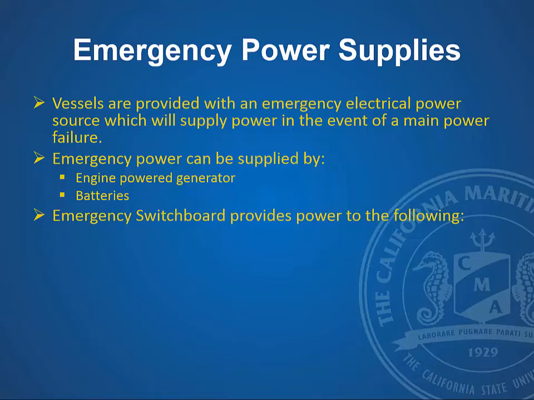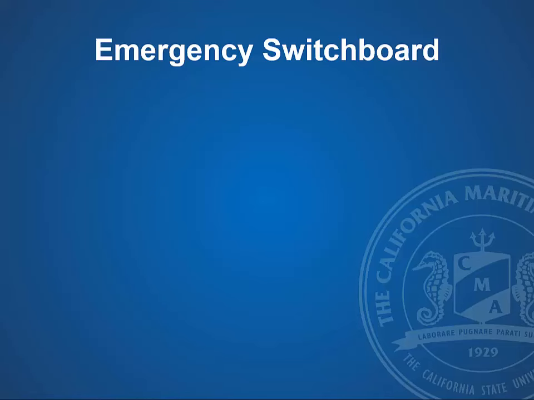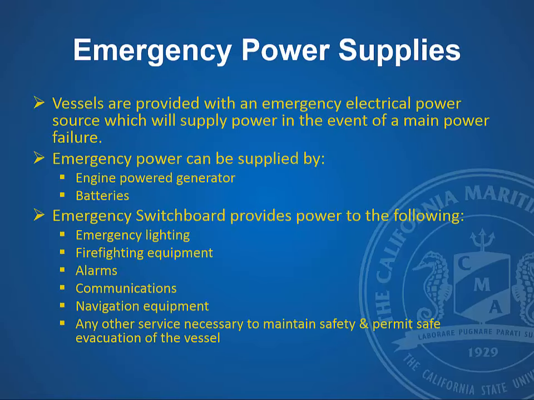The emergency switchboard provides power to emergency lighting, firefighting equipment, alarms, communication, navigation equipment, and any other service necessary to maintain safety and permit safe evacuation of the vessel. There have been some fairly high profile incidents, of course, and we will talk about a couple of those incidents involving loss of power on a vessel.